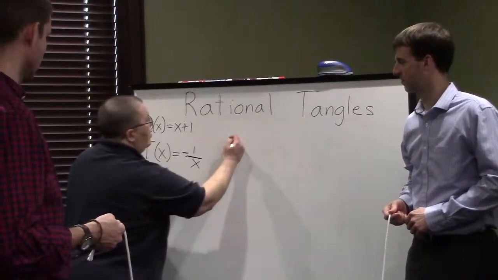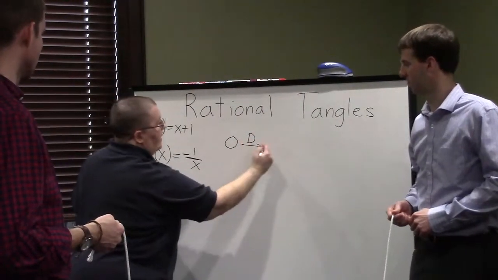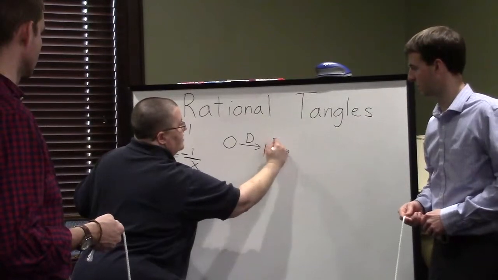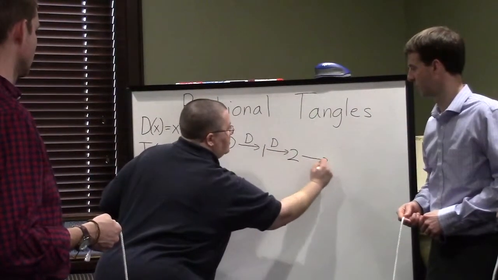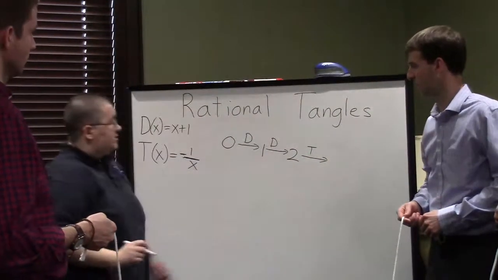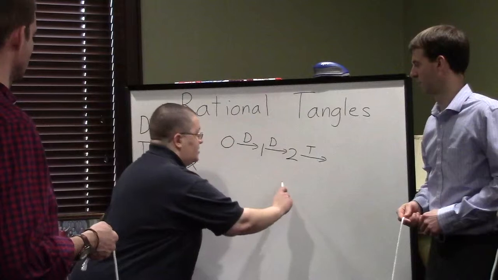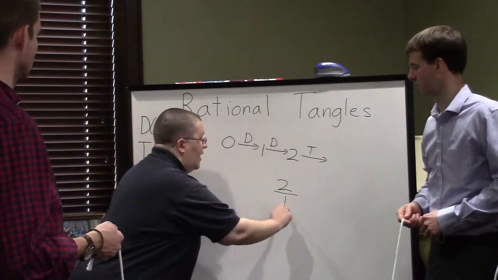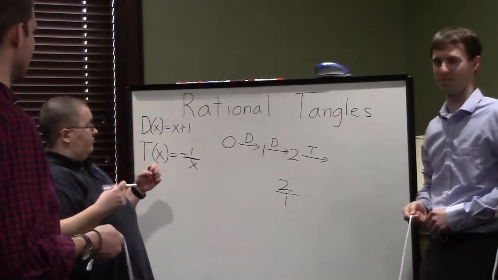So right now, we did 0. I'm going to put a D up here because we did 1 do-si-do. We did another do-si-do and we were at 2. And now we're about to do a turn them around, which is going to make this number the negative reciprocal. And if you remember, we can make 2 into a fraction by doing 2 over 1. So what is the negative reciprocal of that? Negative a half. There we go.